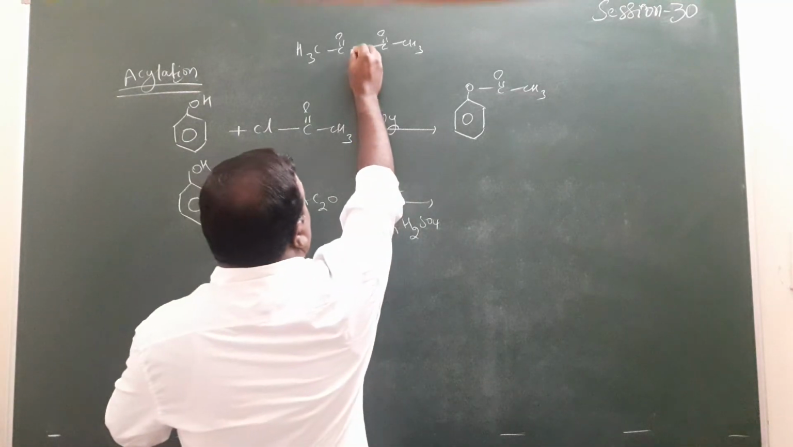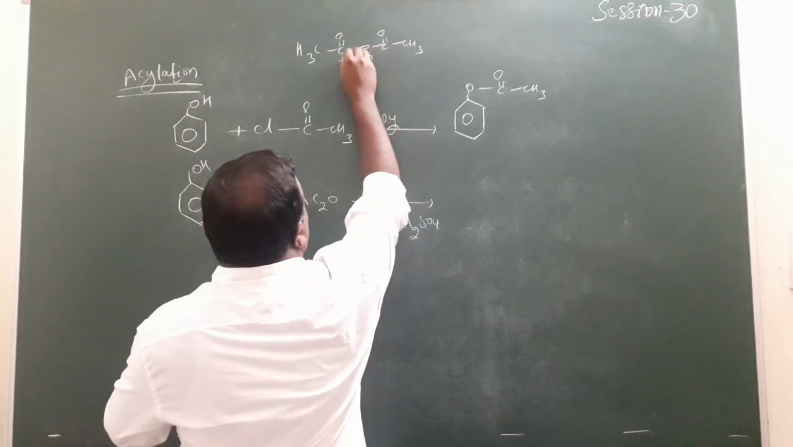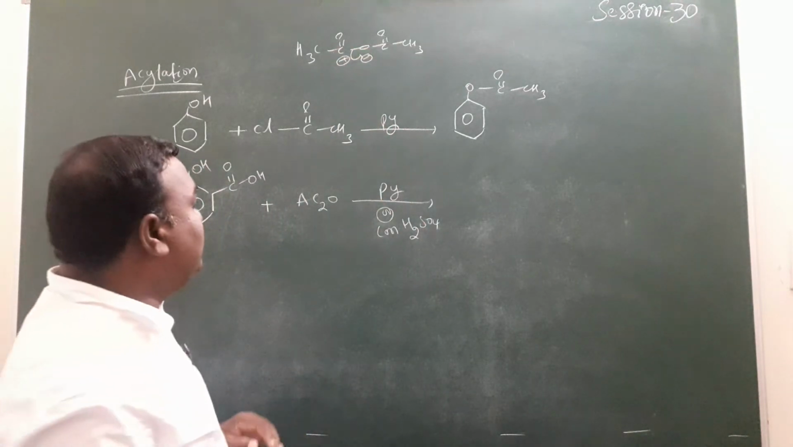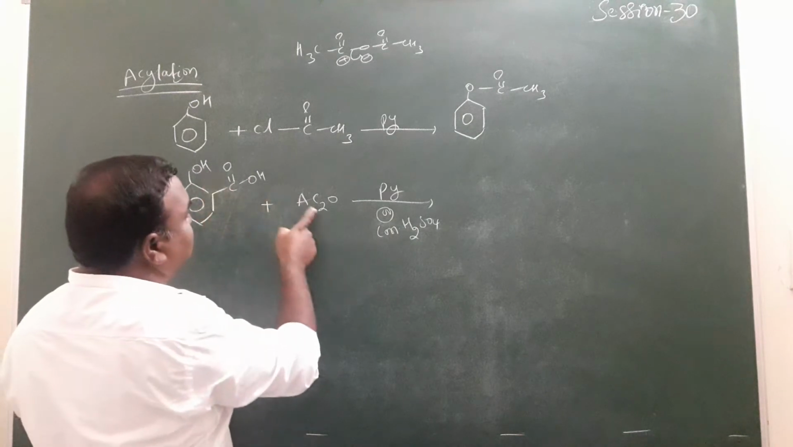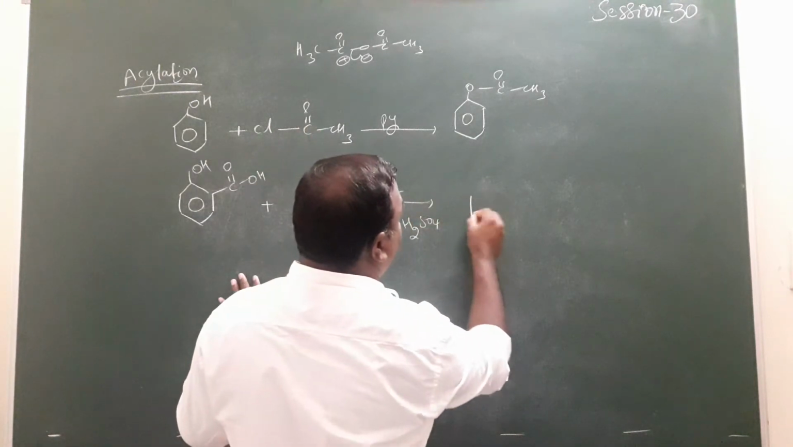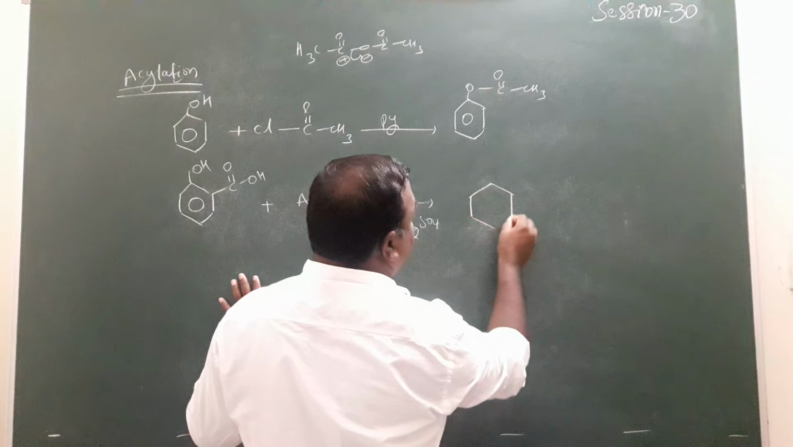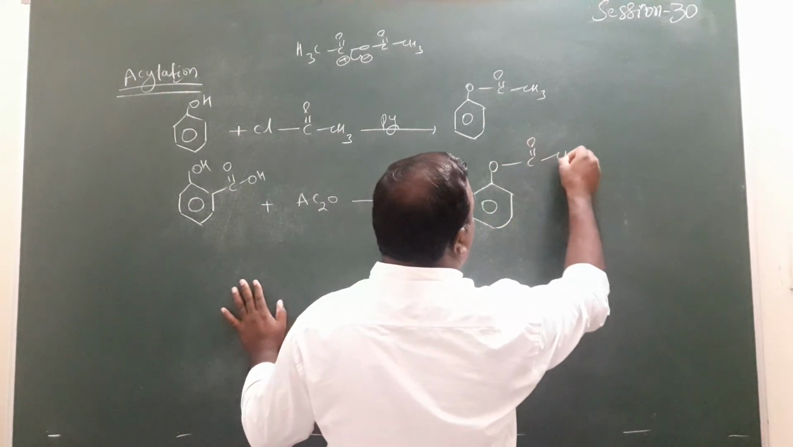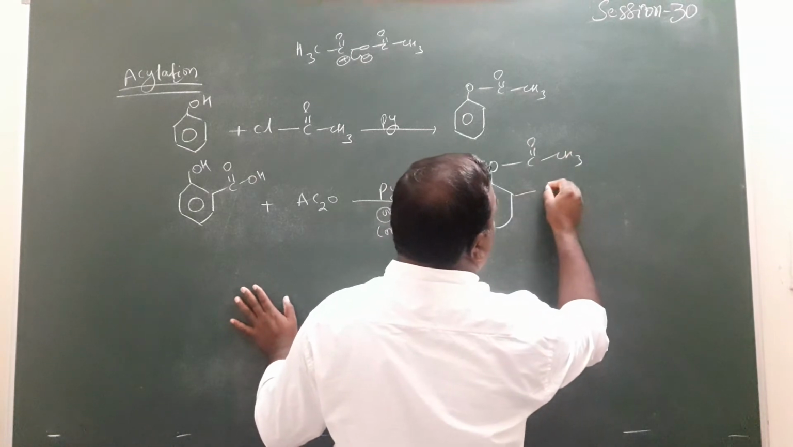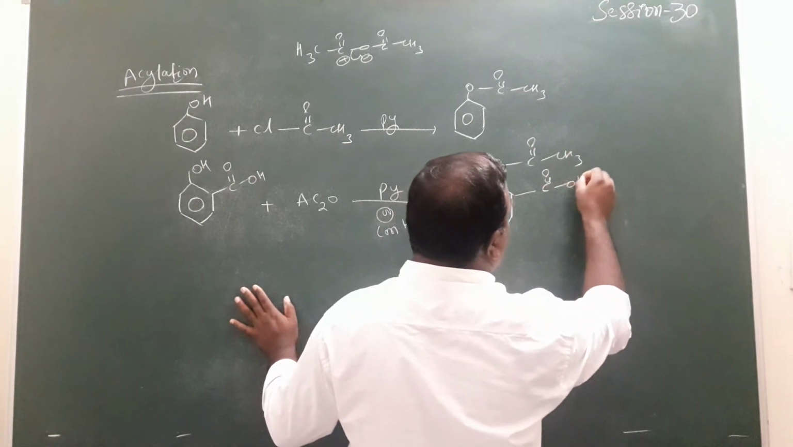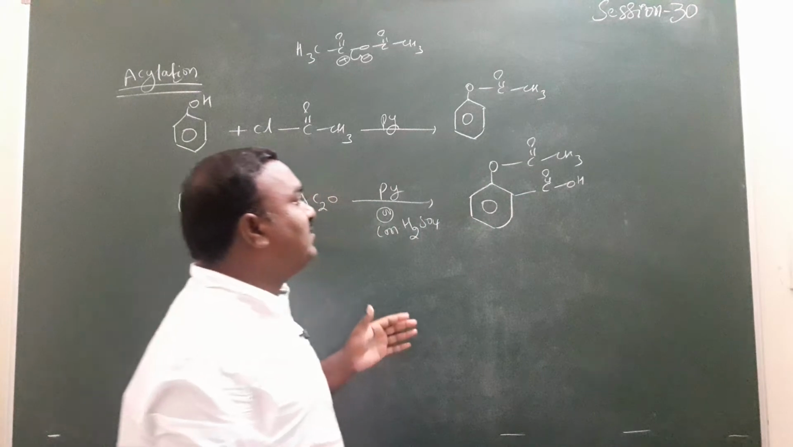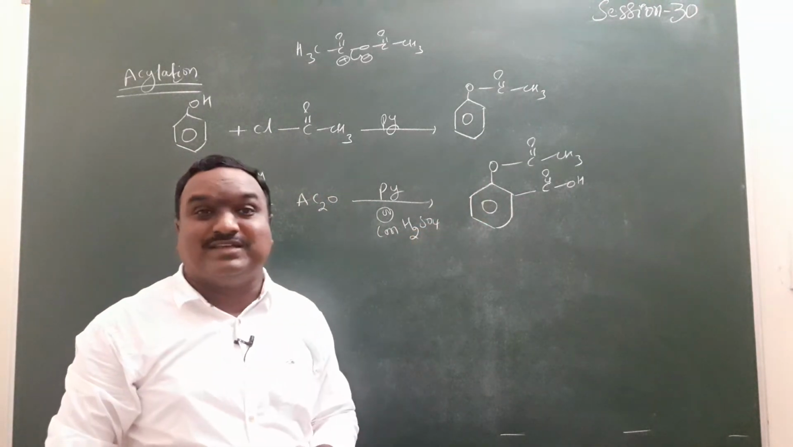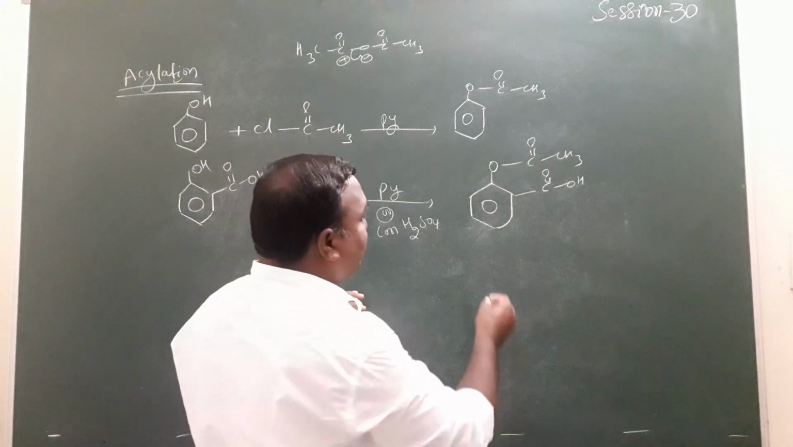So when the bond electrons migrate towards oxygen, we get CH3 C double bond O plus and O minus. Then what will happen? The H is replaced by the incoming acyl group, O C double bond O CH3. Phenyl salicylate is formed here. Acetyl salicylic acid is formed here, which is generally called aspirin.